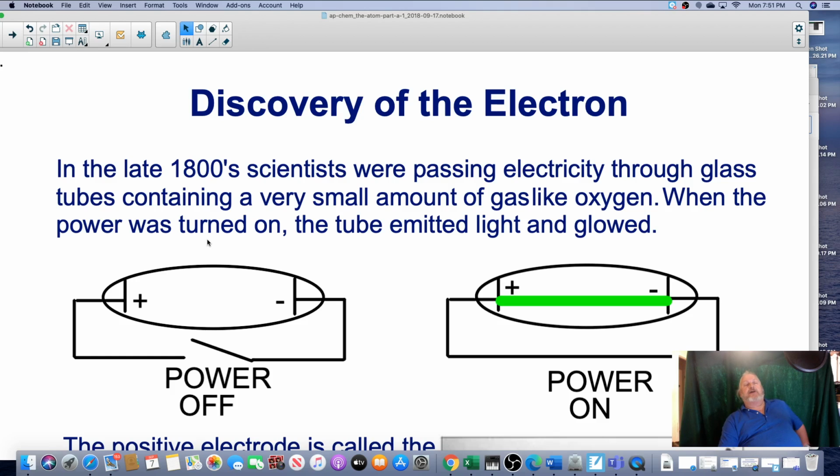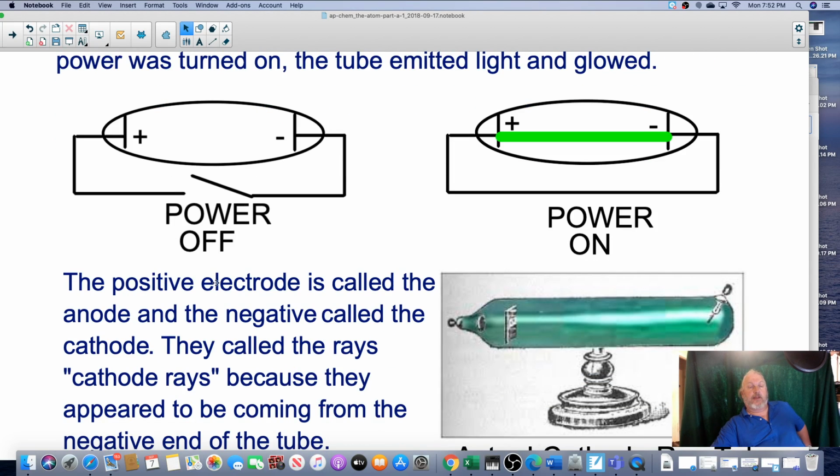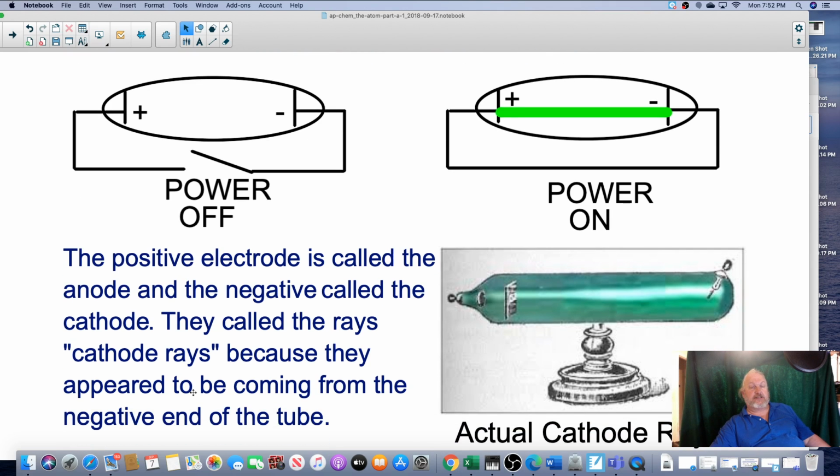In the late 1800s, scientists were passing electricity through glass tubes that contained a very small amount of gas, sort of like oxygen or neon or fluorine. And when the power was turned on, the tube emitted light and glowed. Now, the positive electrode is called the anode, and the negative is called the cathode. They called the rays cathode rays because they appeared to be coming from the negative end of the tube.